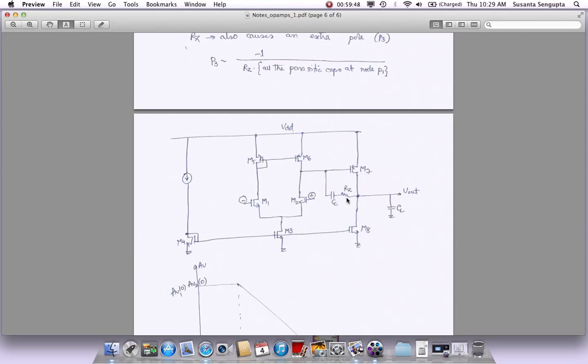Resistance value normally does not change. Most of these resistors are poly resistors, and even if the swing changes across it, it doesn't really change their resistance. It's just a piece of poly whose resistance is always the same. It doesn't change with the voltage swing.